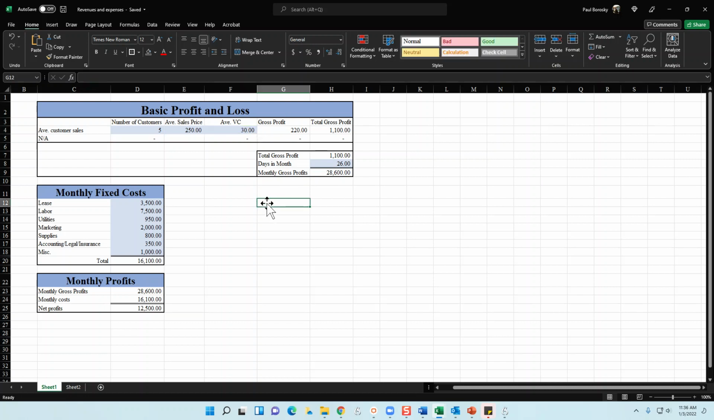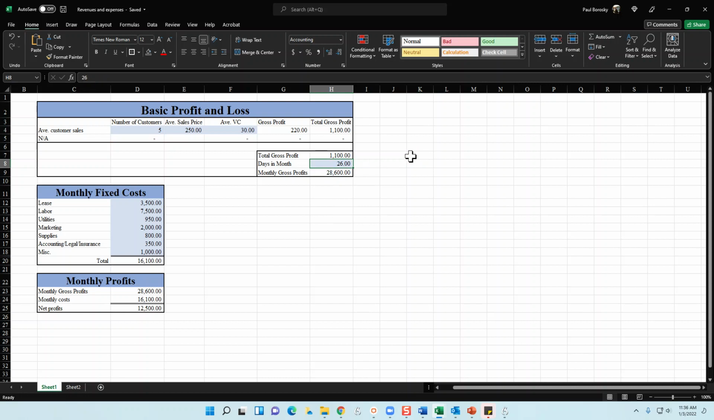The next step for gross profits is simply subtracting your variable costs from your average sales price. Once you have your gross profits, you're then going to multiply them by the number of customers you're going to service daily. That's going to give you your total gross profits. You'll then bring that number down here, $1,100.